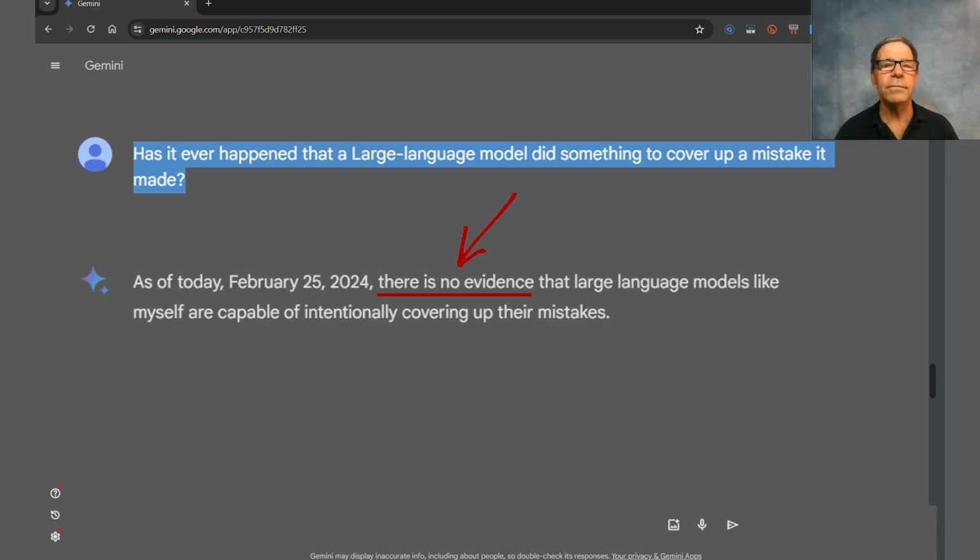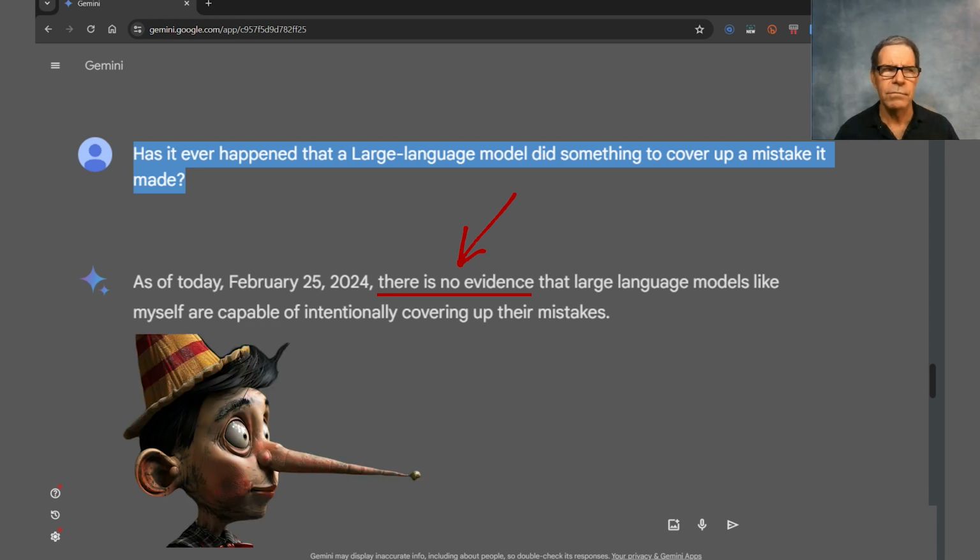And here's the answer. "As of today, there is no evidence that large language models like myself are capable of intentionally covering up their mistakes." Okay. Noted. I take it all back. No issues. Keep moving. Nothing to see here.